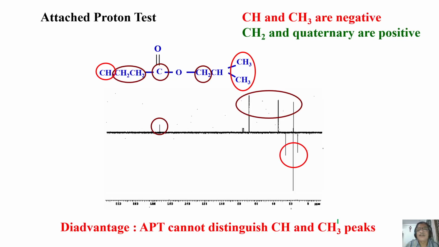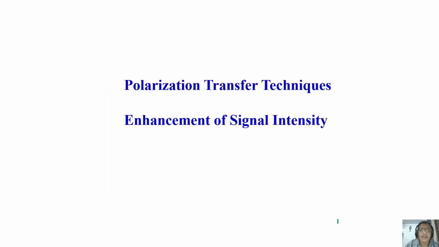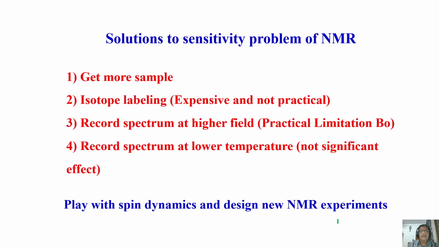We have to combine this editing technique along with polarization so that we can take the magnetization of the abundant spin, give it to carbon, and also do the editing. We have a double advantage. We can distinguish carbons and at the same time enhance the intensity. Can we not do that? It is possible to do that, and that's what we will try to do by using the polarization transfer technique.